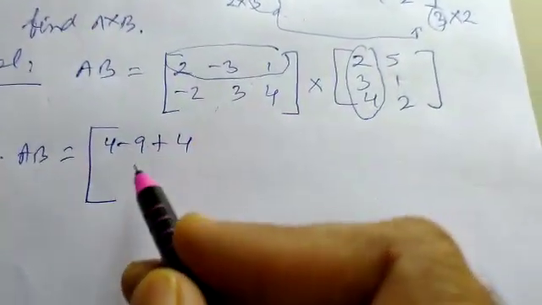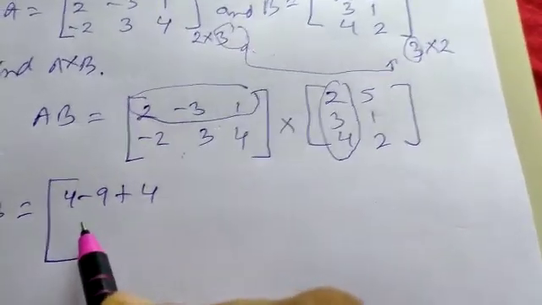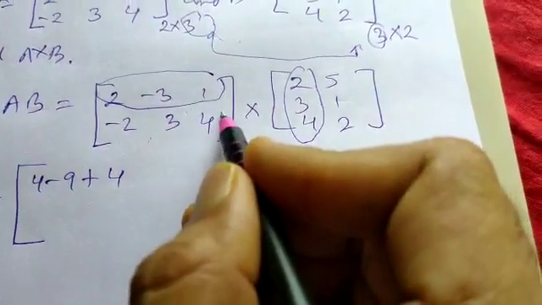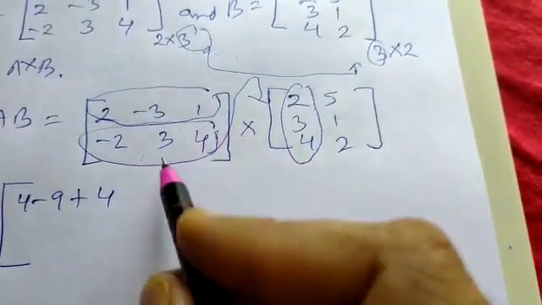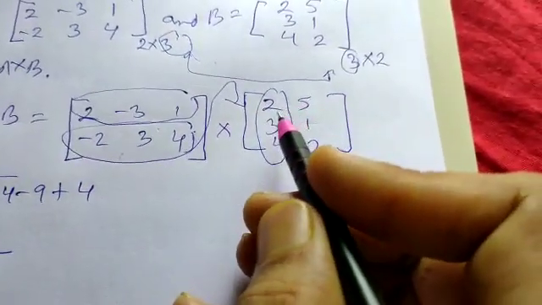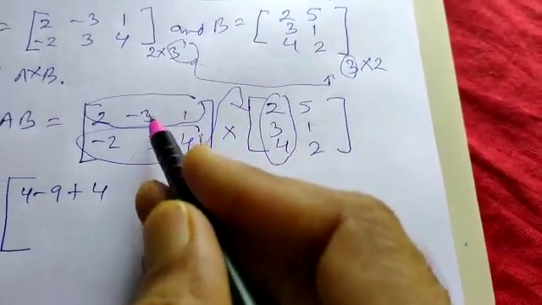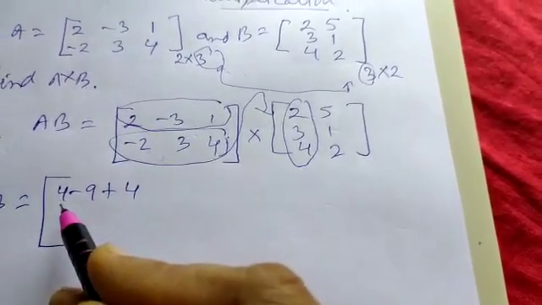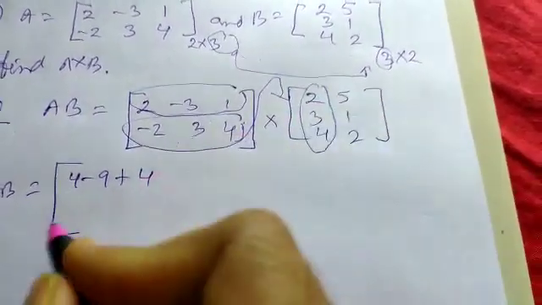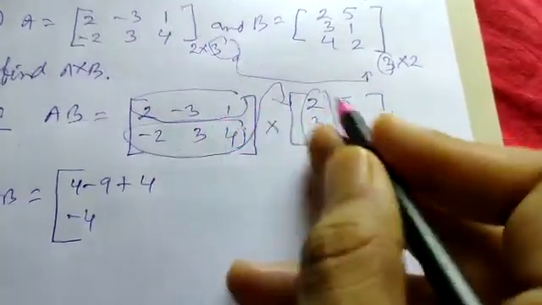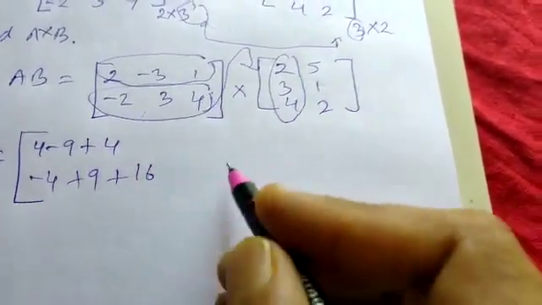Similarly, for the second element of column 1 of the matrix AB, what we'll do? Multiply the elements of R2 with the elements of column 1 in the same way as we have done in the first part. So minus 2 will multiply with 2, minus 2 into 2, that is minus 4, 3 into 3 is plus 9, 4 into 4 plus 16.